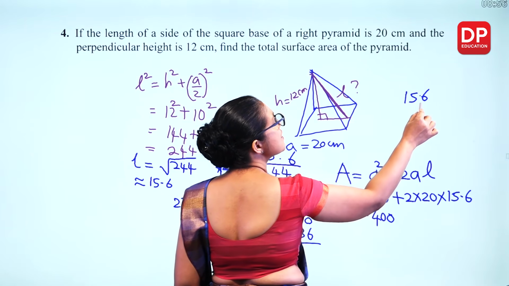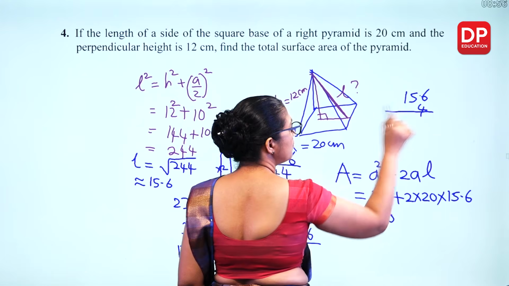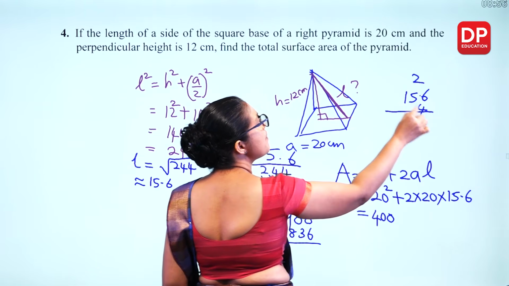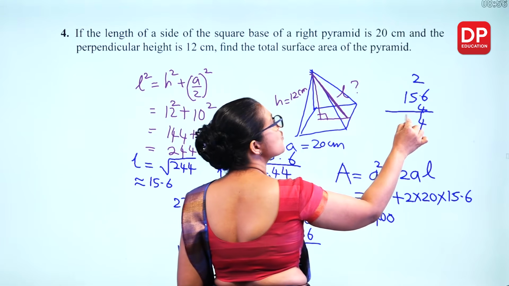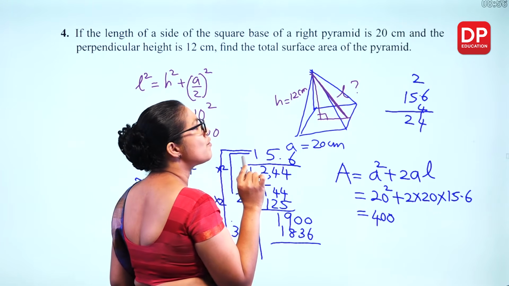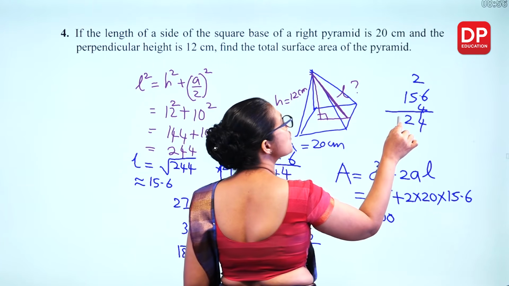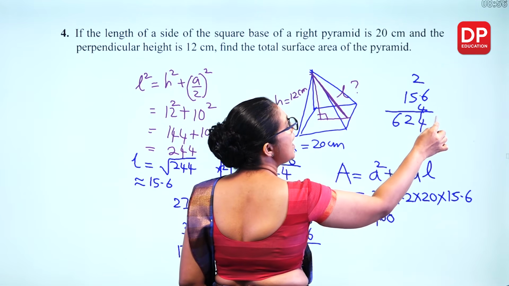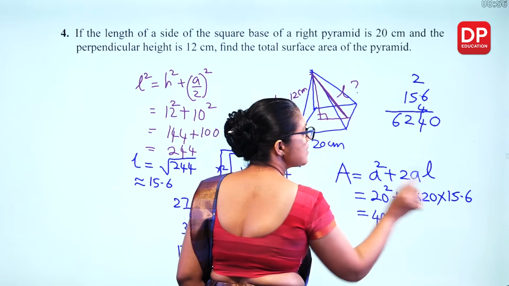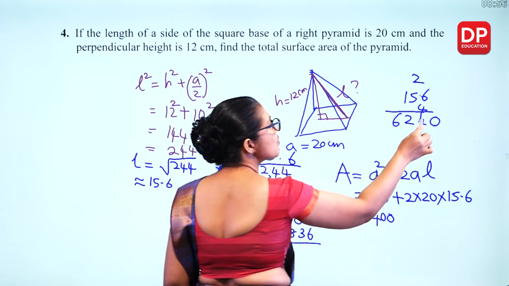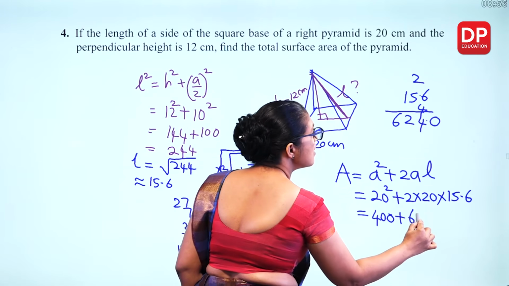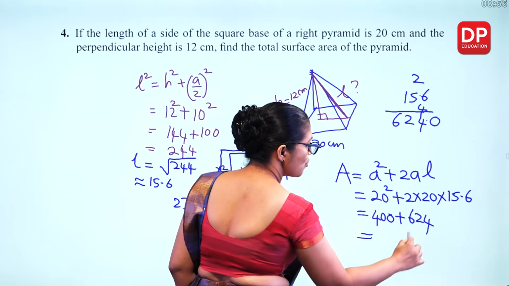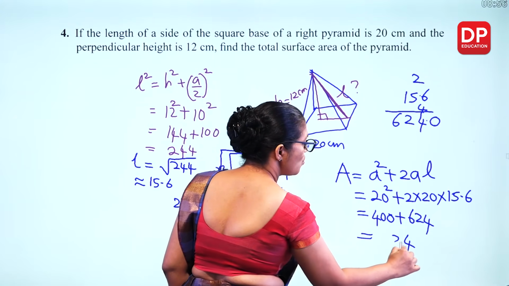So 156 multiplied by 4. 4 times 6, 24. 2 remaining. 4 times 5, 20. 20 plus 2, 22. 2 remaining. 4 times 1, 4. 4 plus 2, 6. So you get 624, and this 0 and this decimal place get cancelled out. So you get 624. So when you add these two together, what do you get? 4 here, 2 and 10.